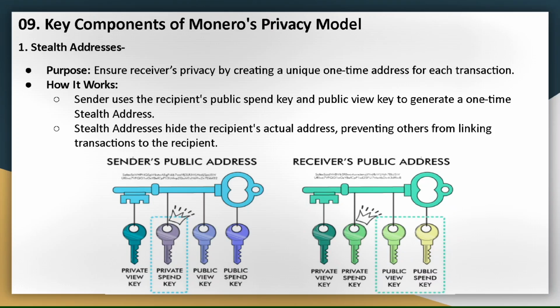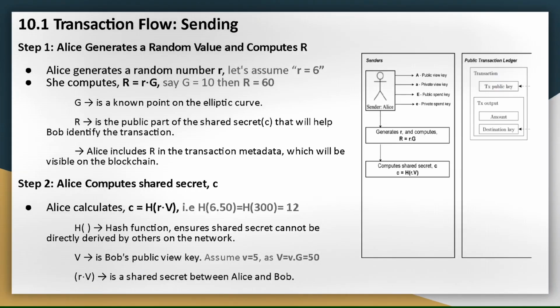The stealth address hides the receiver's actual address, preventing others from linking the transaction to the receiver. As we are using a one-time raw address here, it also prevents linking the transaction to the sender, so the sender remains anonymous. Now we will see how this works.